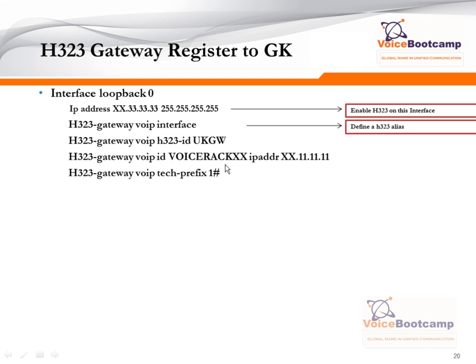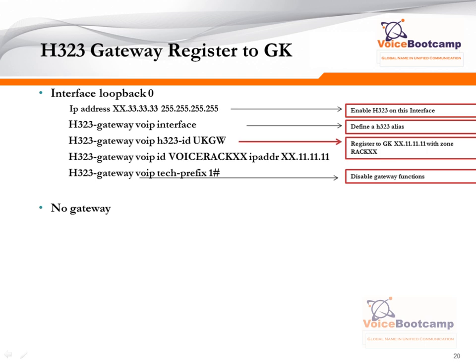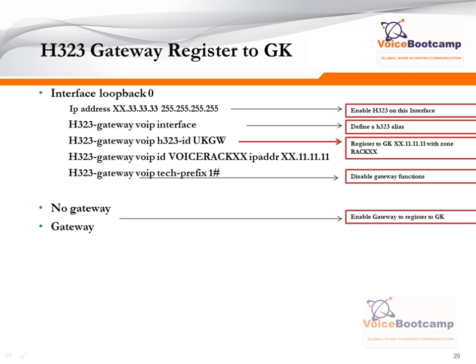Then I will register myself with the tech prefix of 1 hash. Therefore the gatekeeper will send any calls with 1 hash toward this particular gateway. Then to initialize this gateway, you type no shutdown under the gateway, and this will initialize the registration of the gateway to the gatekeeper. Now obviously, to send calls to the gatekeeper, you must have a dial peer. In this case I have a dial peer called 3000, with a typical destination pattern, and then I say session target RAS. Session target RAS basically advises the gateway to send the calls that start with 3 dot dot dot or 5 dot dot dot toward the gatekeeper, which is registered through the loopback interface.